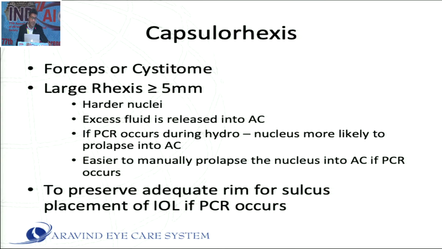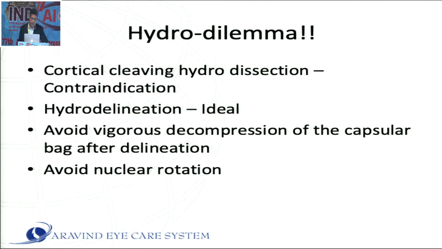And if a PCR occurs during the hydro, the nucleus is more likely to prolapse into the anterior chamber through your rhexis. It's easier to manually prolapse the nucleus into the anterior chamber if a PCR occurs and you have an ideal size rhexis. If it is too small, it may be difficult to prolapse. And the second point I insisted on even before.